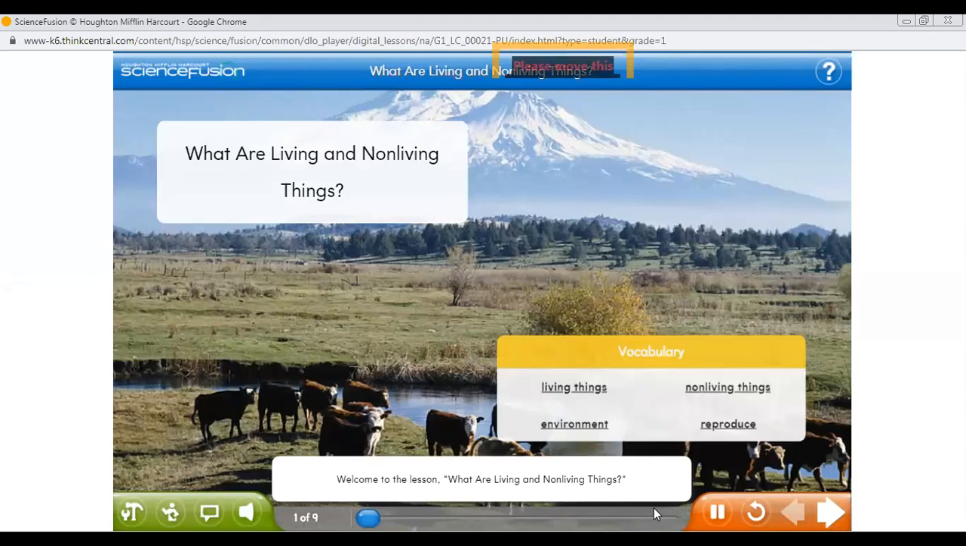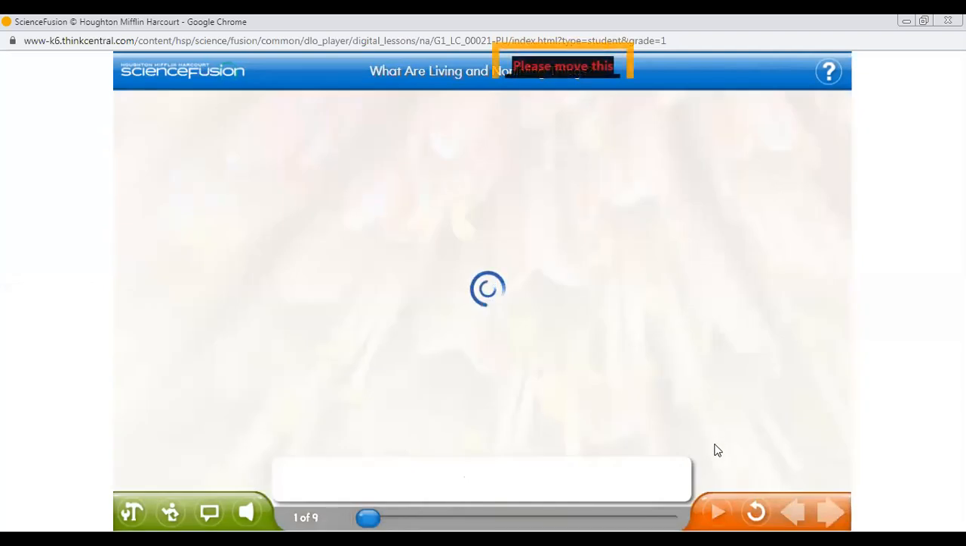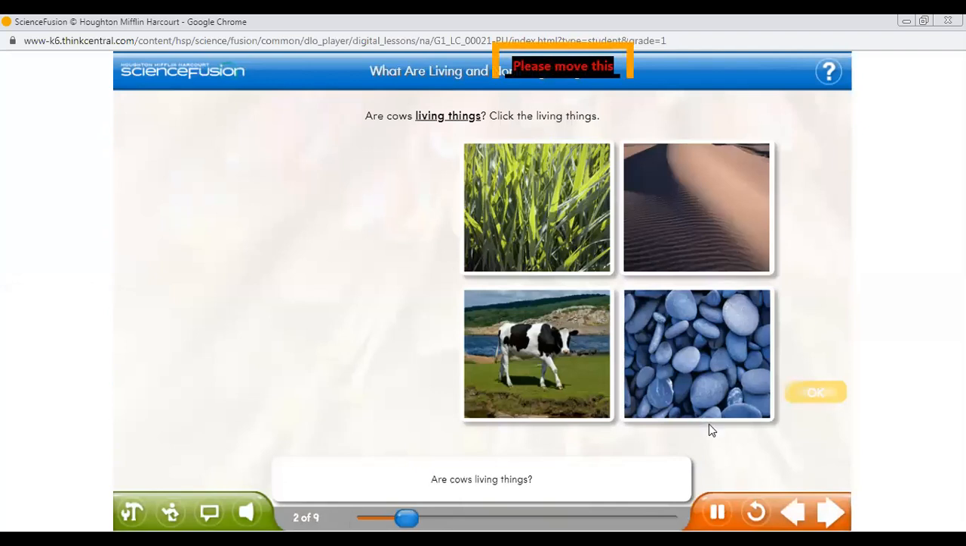Are cows living things? How about rocks? Living and non-living things are all around us. Think about the chair you are sitting on, the table, the computer, people, a pet turtle, the air you are breathing. Look at the 4 pictures.